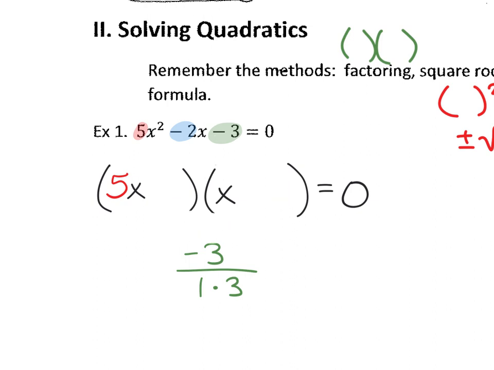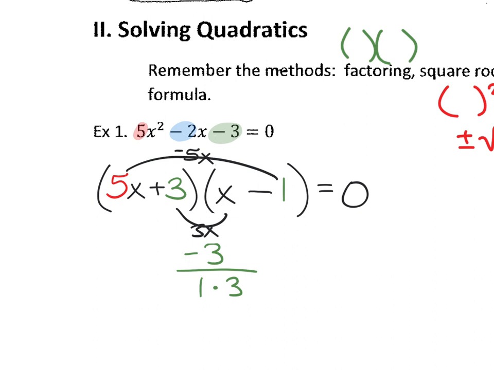We try again. So we flip them around. What if we try 3 and 1? This is 5x. This is 3x. Is there a way to combine 5 and 3 to make negative 2? Yeah, if this is a negative 5x, which means there's a minus sign here and a plus sign there.